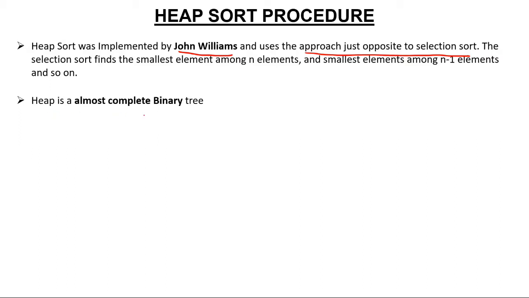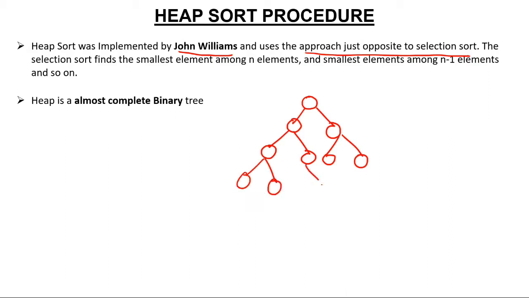Heap is an almost complete binary tree, which I've already explained in my min heap and max heap video. What is an almost complete binary tree or complete binary tree? It is something like this. The first node will come here, second here, third here, fourth here, fifth here, and the sixth cannot come there. It's not possible. First the left child, then the right child. For every node, first the left child will be completed, then the right child will be completed.